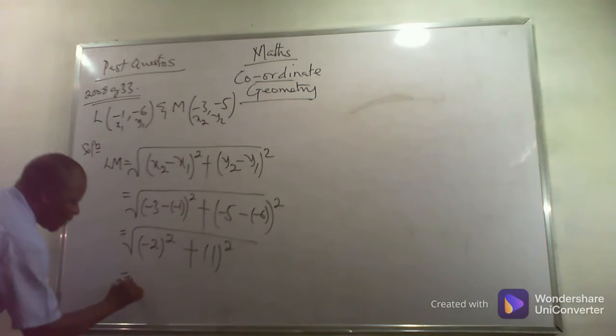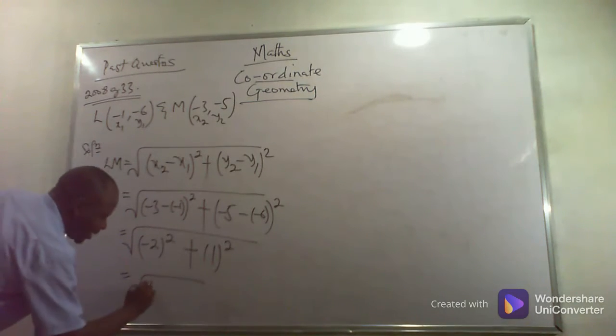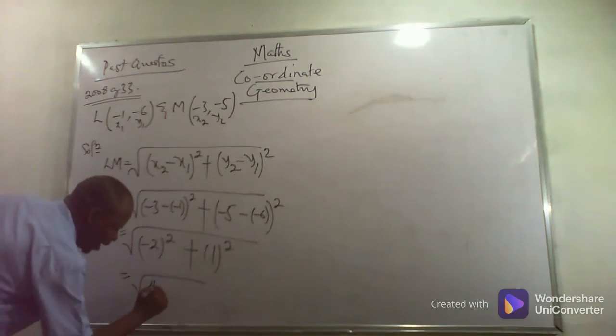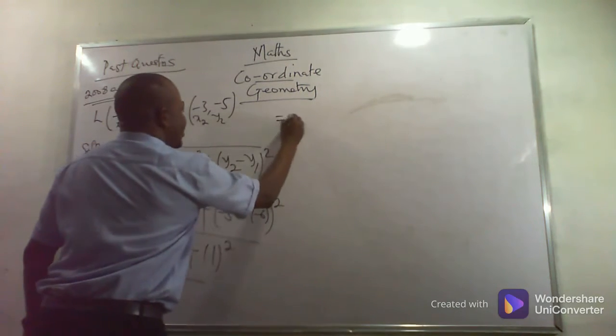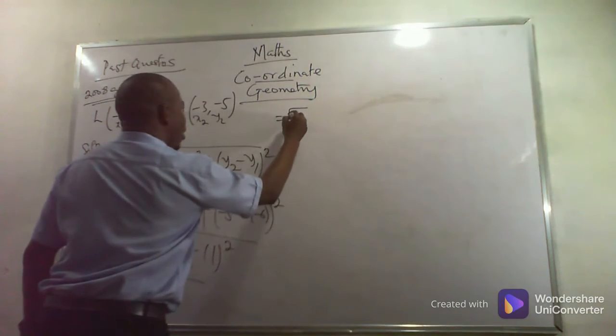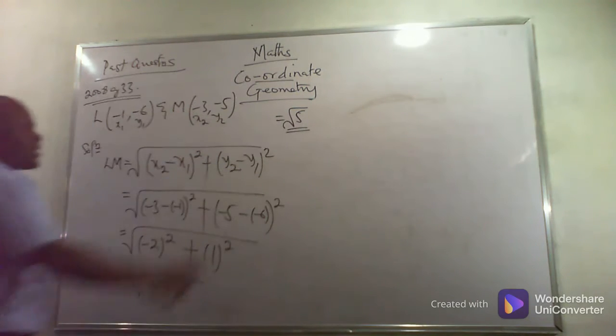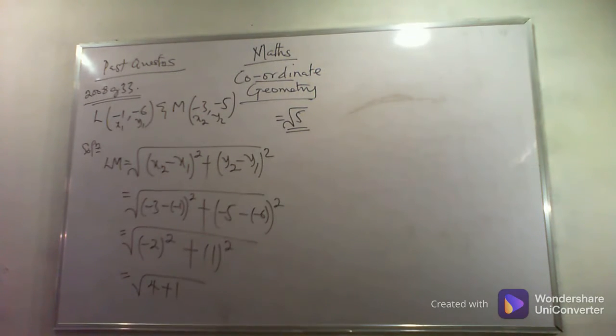So what do I have here? Minus 2 squared, that is 4. 1 squared, that is 1. So this plus this, the final answer will be what? Square root of 5. So your answer is root 5.